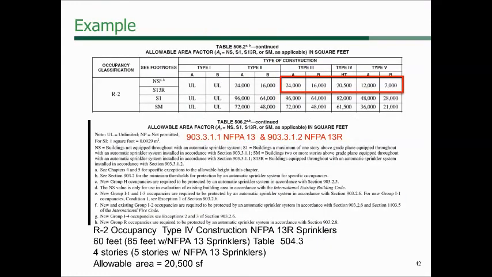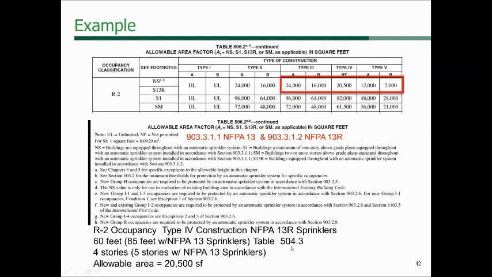Also, we can do an example here for R2 occupancy. If we're in an R2 occupancy, we have no sprinklers, or we have sprinklers with 13R sprinklers, which is a less robust sprinkler than just pure NFPA 13 sprinklers. But if we're there with no sprinklers or NFPA 13R sprinklers, and we're in, say, type 3 construction, we're allowed to go to 24,000 square feet. Which is shown here.